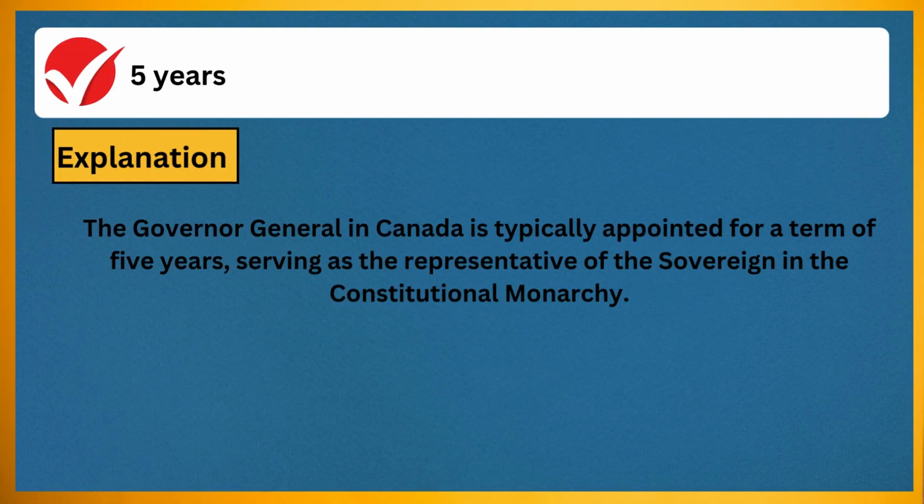The correct answer is 5 years. Explanation: the Governor-General in Canada is typically appointed for a term of 5 years, serving as the representative of the sovereign in the constitutional monarchy.